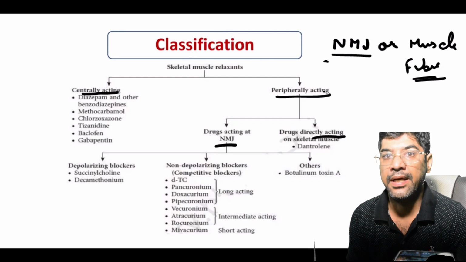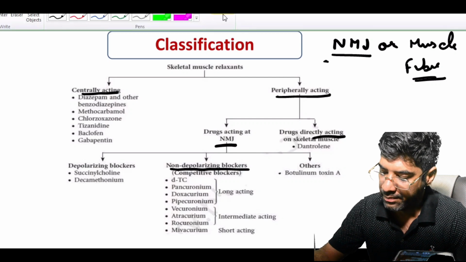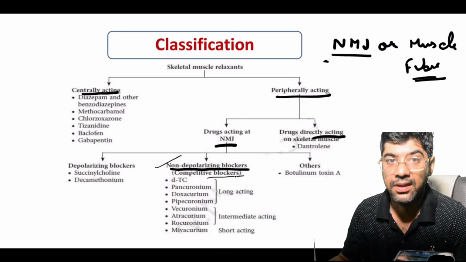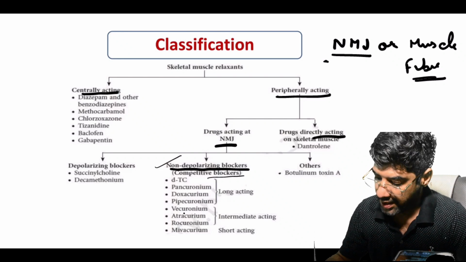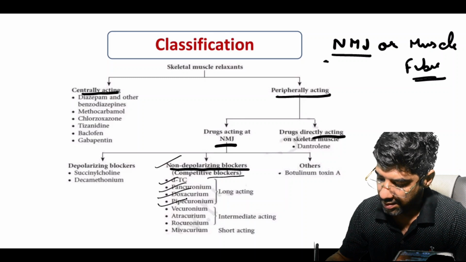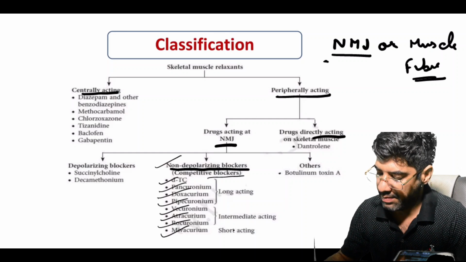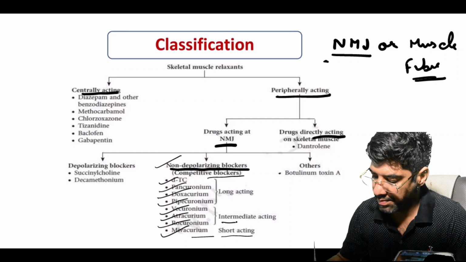They are divided into non-depolarizing blockers, also known as competitive blockers. Examples are doxacurium, tubocurarine, pancuronium, pipecuronium, vecuronium, atracurium, rocuronium, and mivacurium. Mivacurium is short acting. Vecuronium, atracurium and rocuronium are intermediate acting, whereas pancuronium, doxacurium and pipecuronium are long acting.